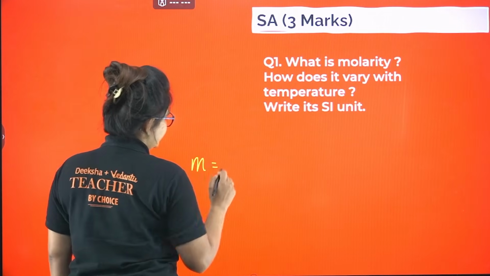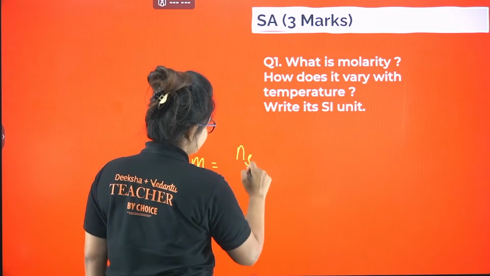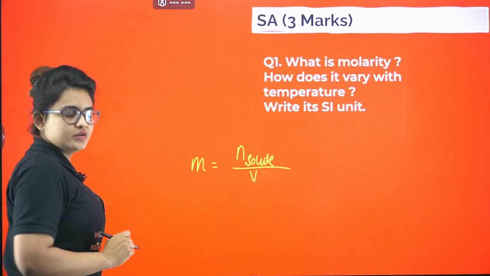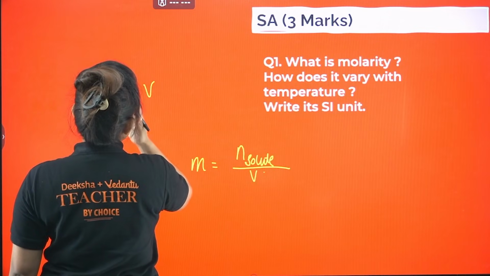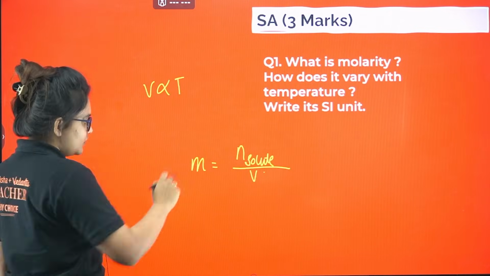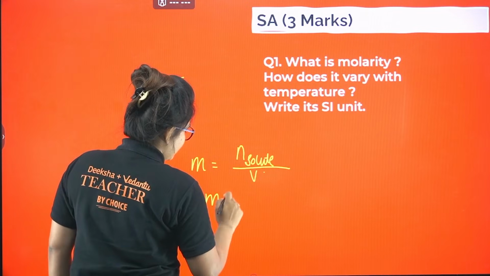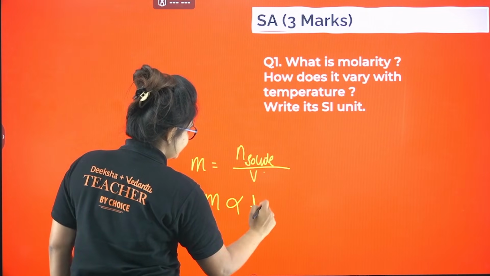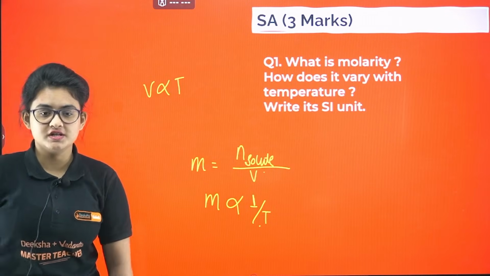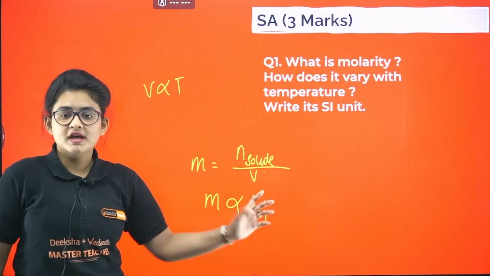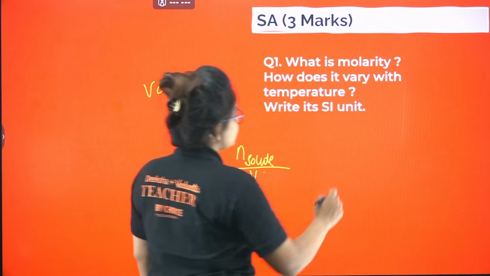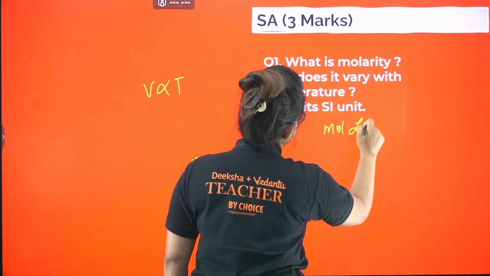Molarity, if you write, is the number of moles of solute divided by the volume of the solution. Now volume and temperature are directly proportional, right? So molarity and temperature are inversely proportional, because molarity and volume are inversely proportional. So what is the SI unit? Mole per liter.